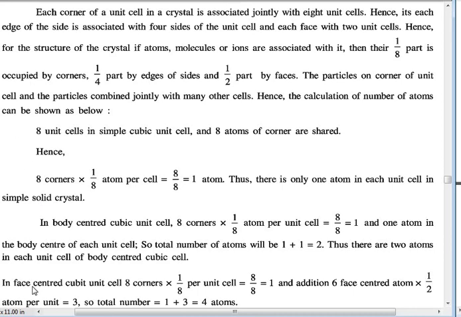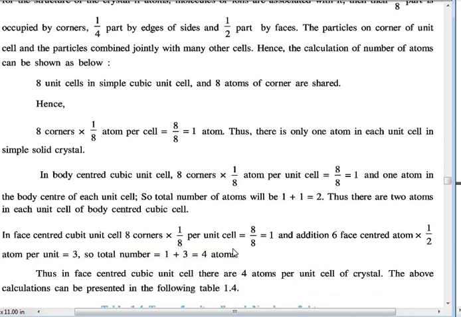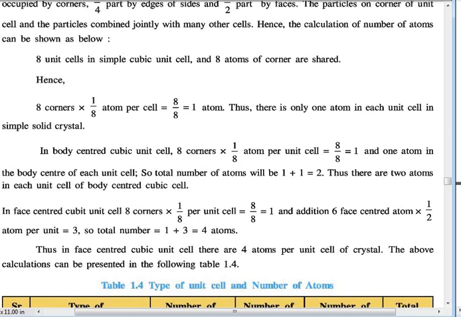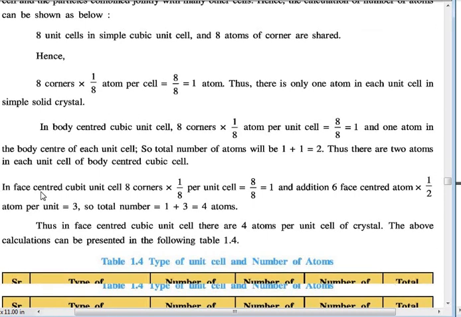So finally this is the summarization of this calculation. For a simple cubic crystal, it becomes 8 corners into 1 by 8 equals 1 atom. For body-centered, all 8 corners are occupied plus 1 atom in the center of the body, so it becomes 1 plus 1 equals 2. And in the face-centered, it becomes 8 corners plus 6 faces, and faces have a contribution of 1 by 2. So 6 into 1 by 2 becomes 3. So 1 plus 3 equals 4.